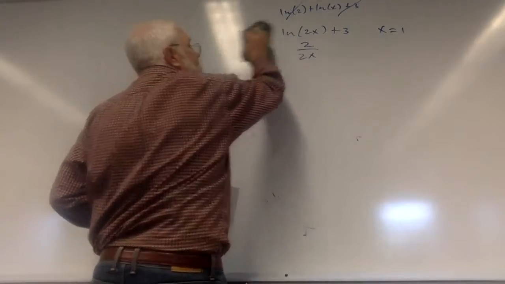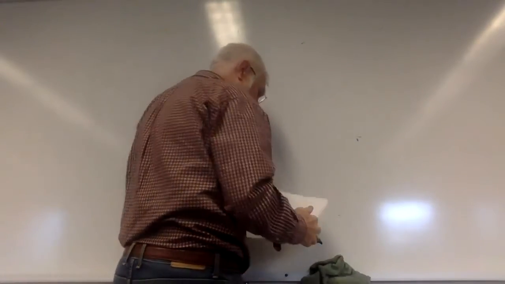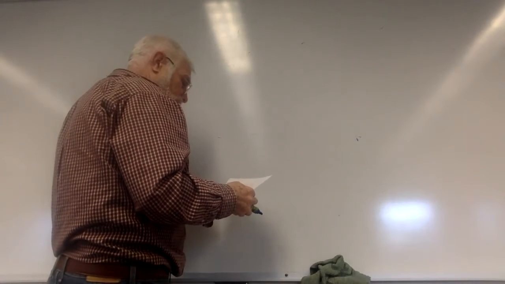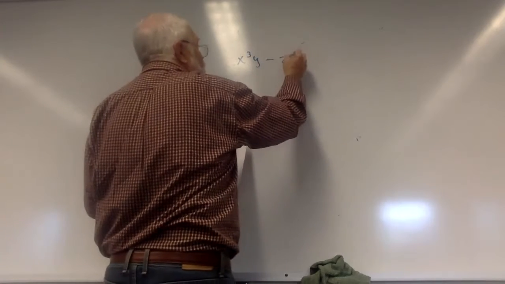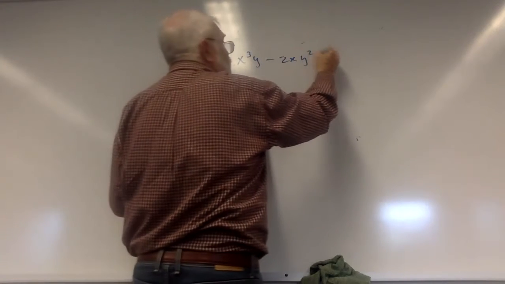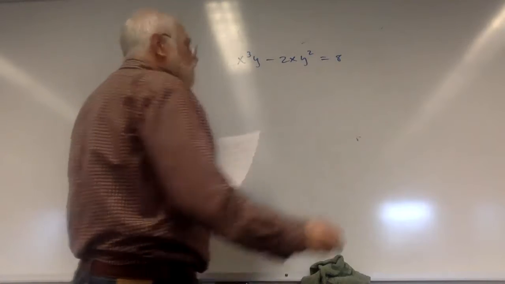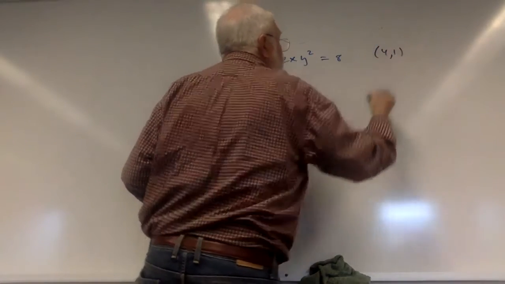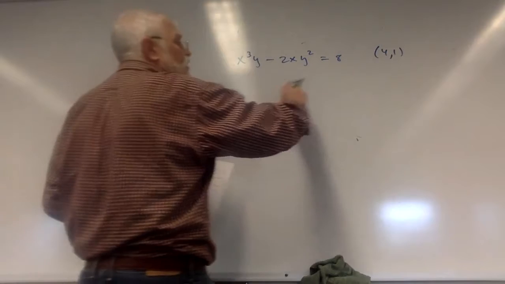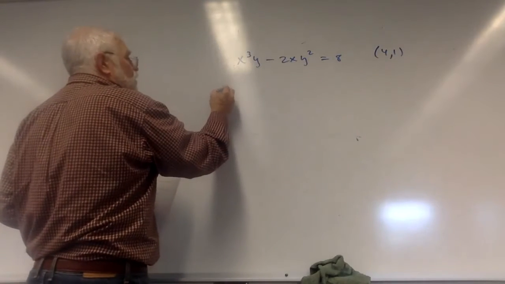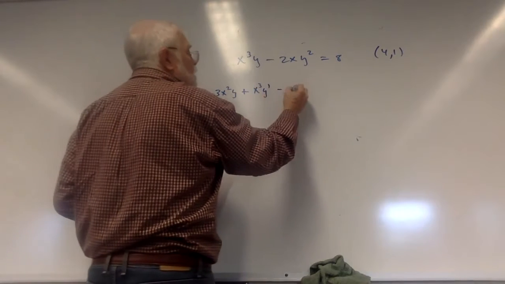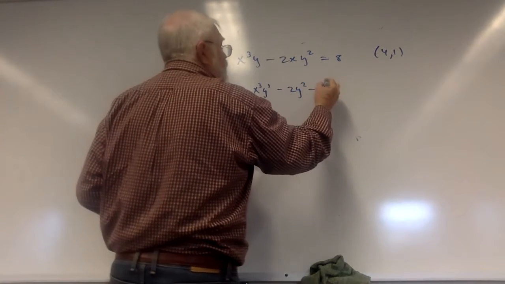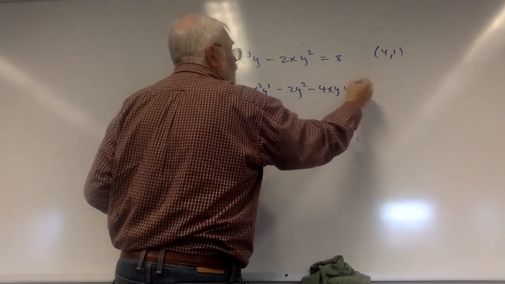Problem 3. And you can replay these. I'm going at a quick pace here. You can pause the videos and look at them over again. So we're going to use implicit differentiation, x cubed y minus 2xy squared equals 8. And we're going to write the equation of line tangent at the coordinate 4, 1. So we're going to get a formula that gives us a rate of change at an x and a y. So we got 3x squared y plus x cubed y prime minus 2y squared minus 4xy y prime equals 0.